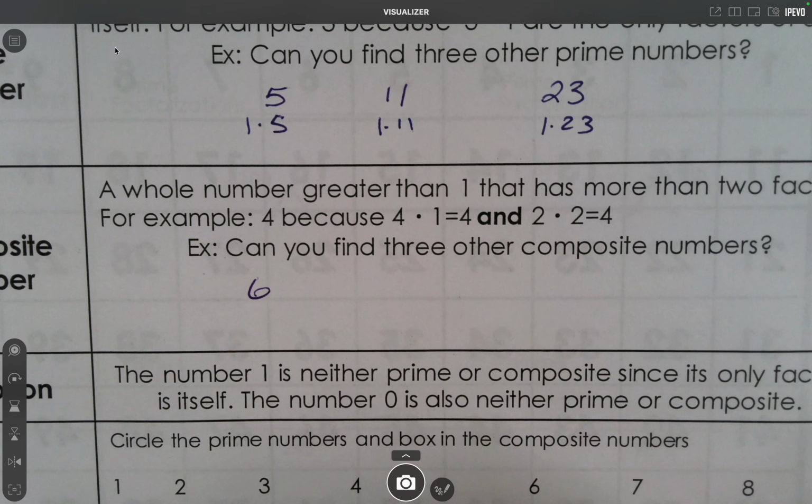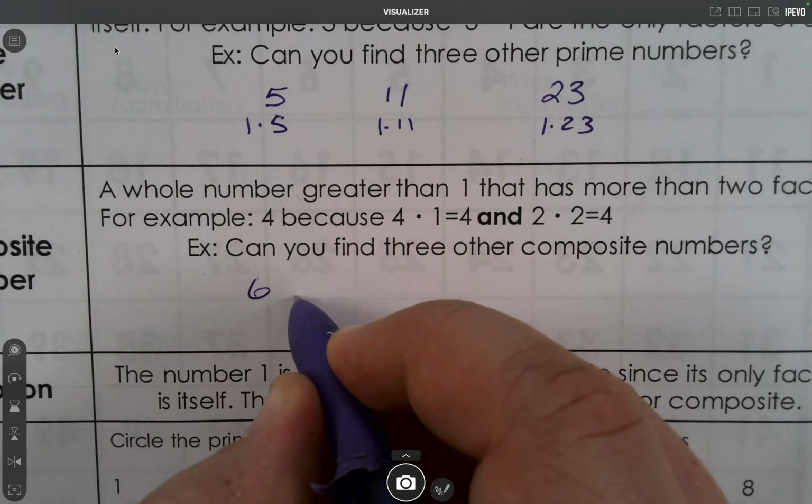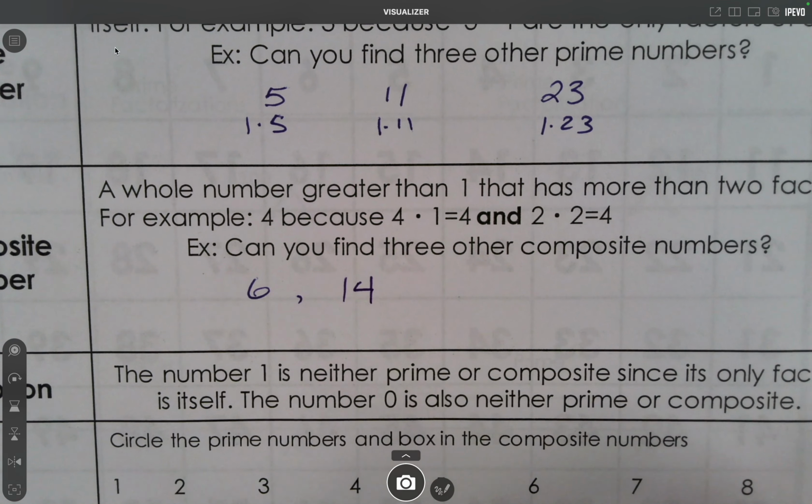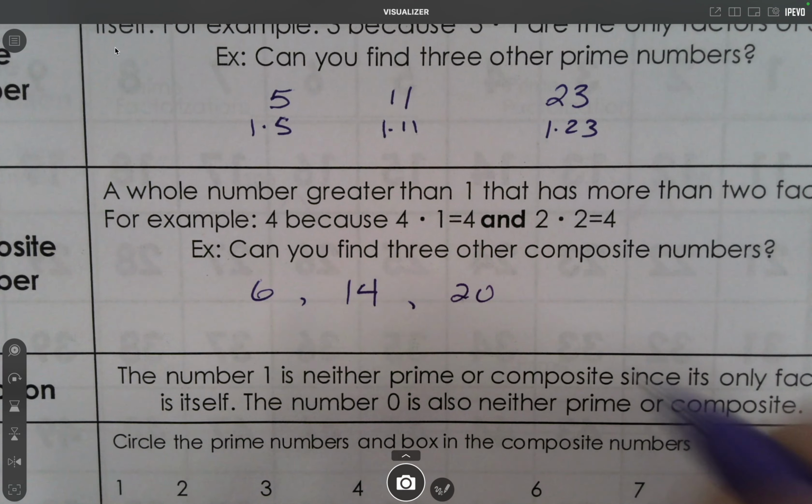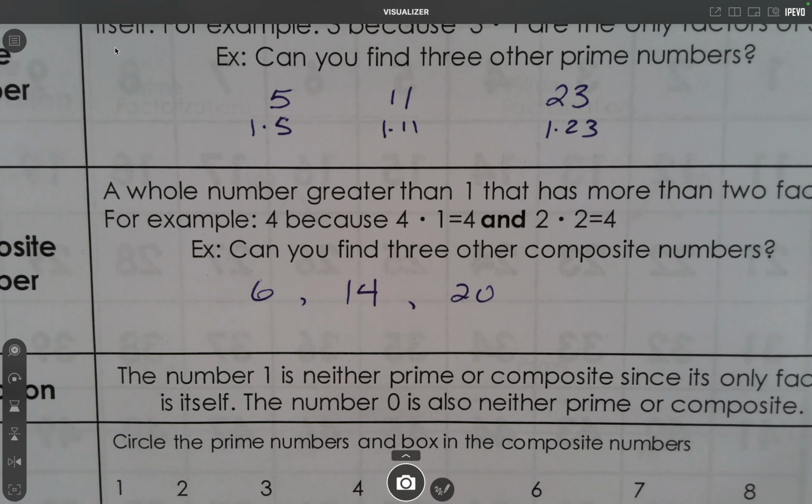Okay, 6 is an easy example because it can have 1, 2, 3, and 6. So that's 4 factors. So it's definitely a composite number. Let's see. 14 would be an example, because 1, 2, 7, and 14 all go evenly into it. 20 would be another one, because 1, 2, 4, 5, 10, and 20 all go evenly into it. So when they have more than two factors, they're composite numbers.